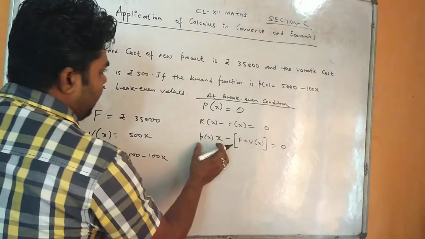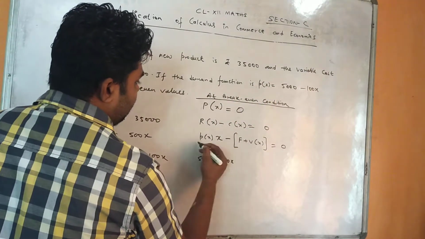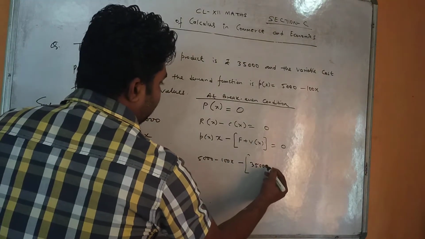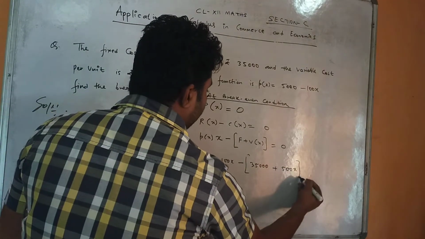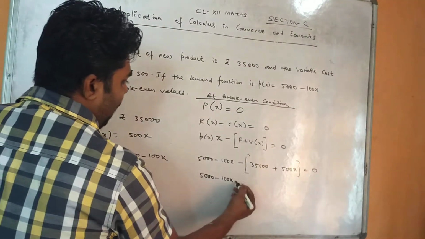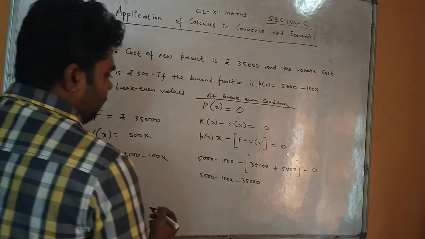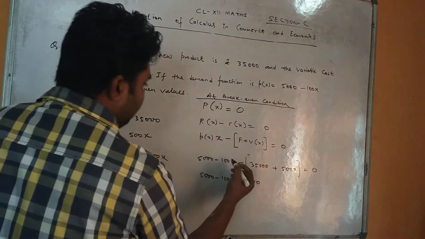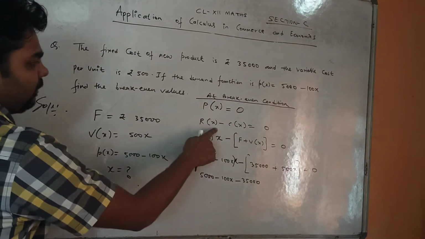Okay, so Px what is given here, that is 5000 minus 100x, right? Minus f, what is f? 35000, plus Vx. Vx is given by 500x, equals 0. Now if you multiply within the bracket, that is 5000 minus 100x, minus 35000, right? Now you see here, when you are multiplying Px into x, this total is being multiplied by x. Okay, so like you see, Rx minus Cx equals 0.